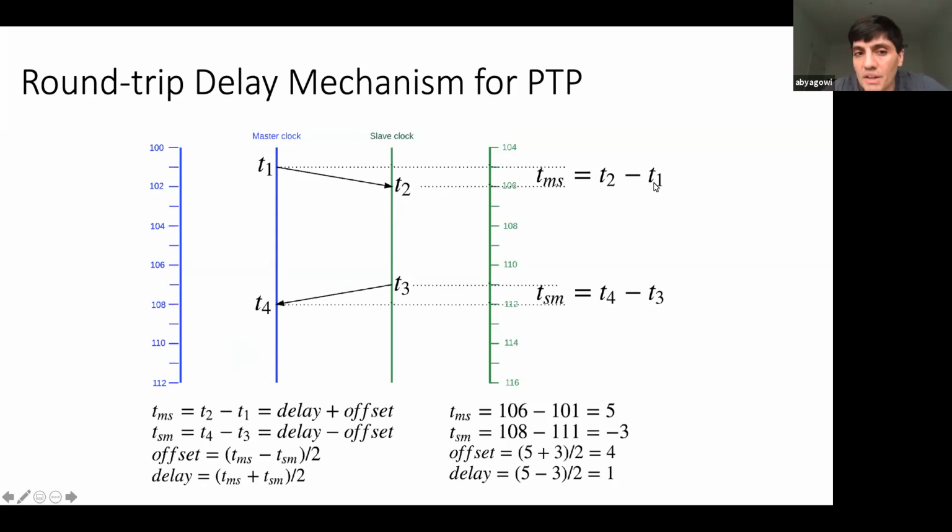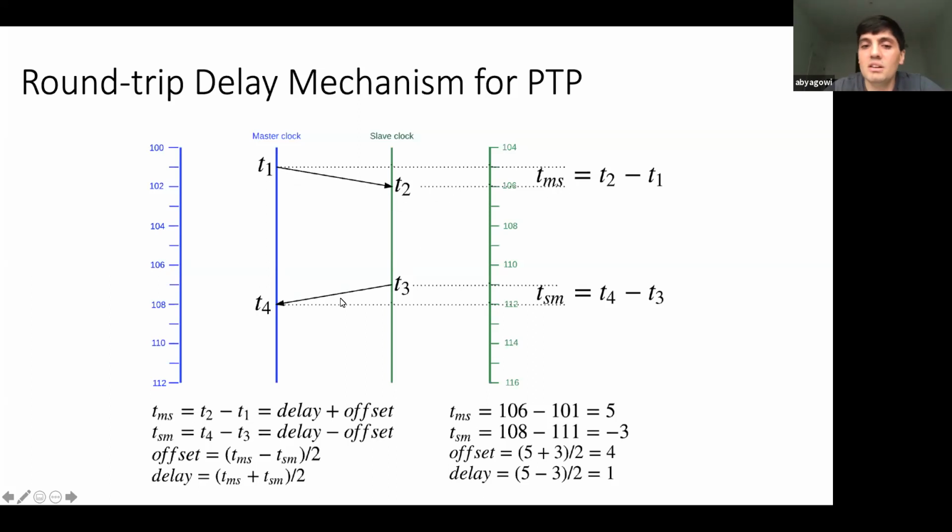So T1 was the payload, T2 was the arrival time, T3 was the departure of the delay request, and T4 was sent with another packet called delay response. With these four values, you can calculate the offset, which is how much I need to adjust, and the delay. In this case, you see here in green and blue, let's say the master clock was at 100, while the ordinary clock was at 104, 4 seconds off. And the delay is about a second. You see it takes 1 second for the packet to go through.